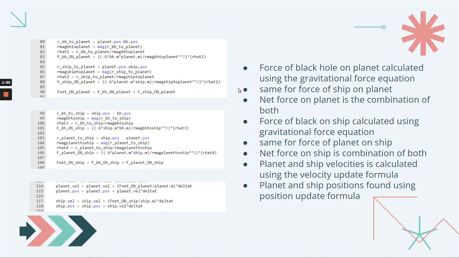So going into the calculation loop, the force of the black hole on the planet was calculated using the gravitational force equation, same for the force of the ship on the planet, and then the net force on the planet was a combination of both. The same exact thing is the case for the net force on the ship. And then down here, planet and ship velocities were calculated using the velocity update formula, and then the positions were found using the position update formula.